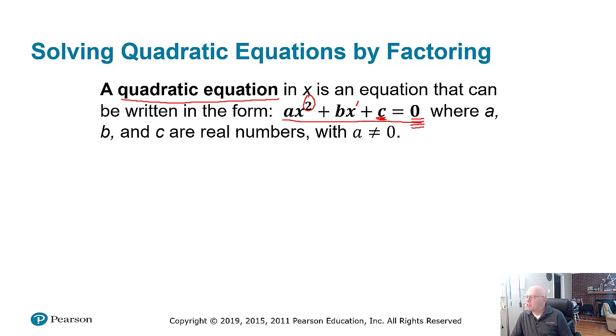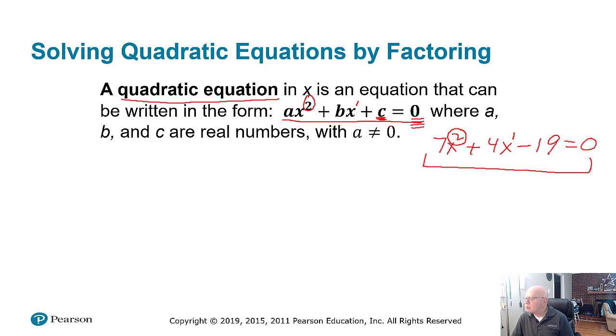That's a quadratic equation. Now pick 3 of your favorite numbers. Maybe 7x squared plus 4x minus 19 equals 0. Just put numbers in for A, B, and C. Plus or minus. It's up to you. That makes a quadratic equation. Quadratic because of this, and all the exponents are integers. The x squared is the highest term, so you've got a quadratic equation.